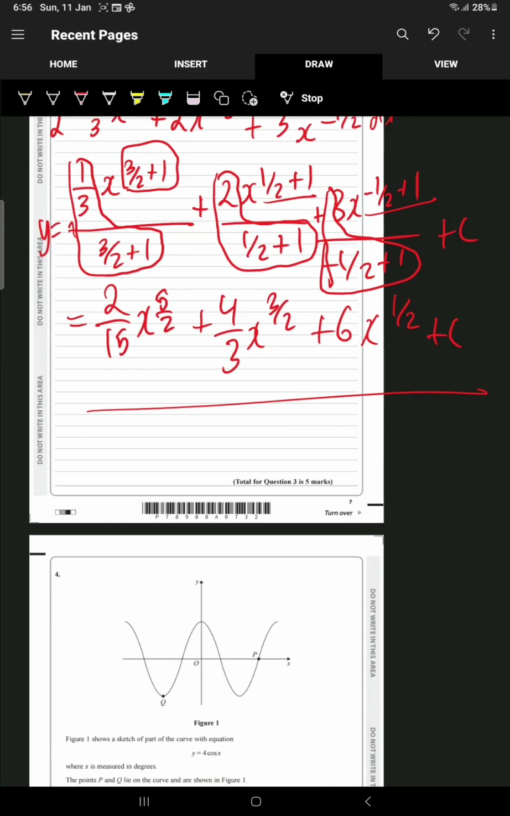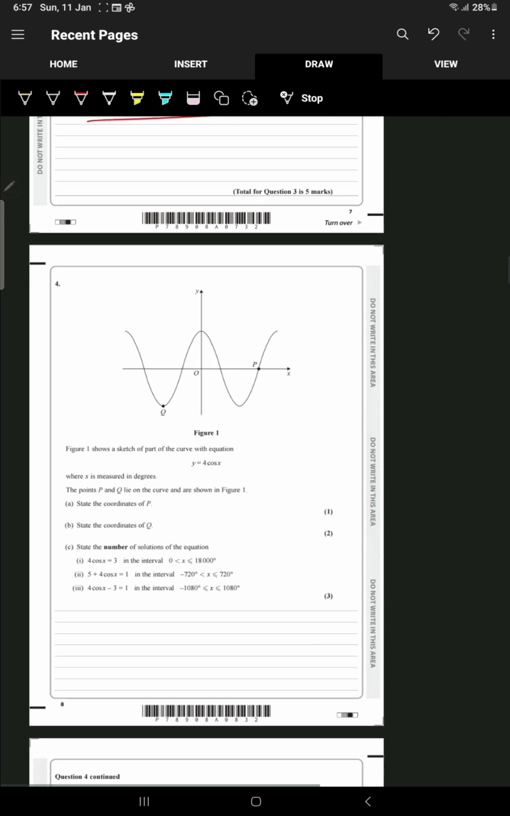And also the new power, basically, is going to be the old power plus 1. Just write the old power plus 1 and just divide to speed up the process. All right.